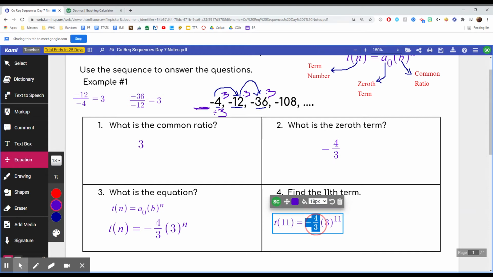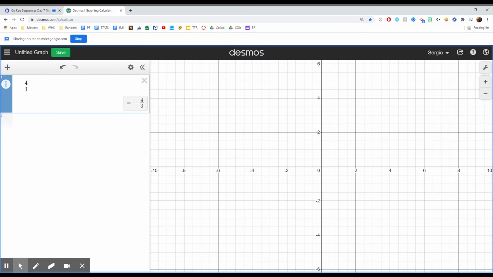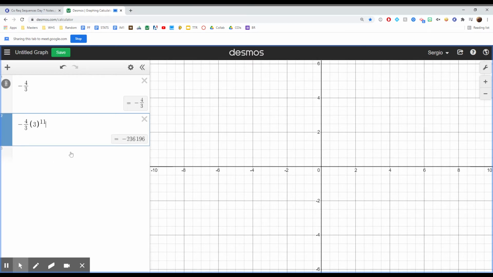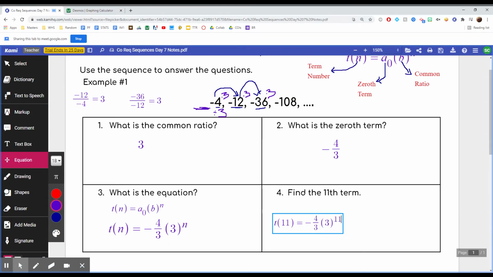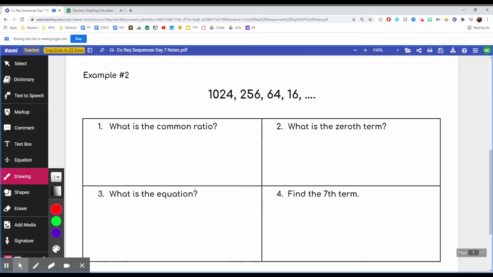So all I have to do is copy this section and put it into my Desmos. So I'm going to come over here to Desmos and paste it. And this gives me the 11th term, which is -236,196. So I'm going to go copy that, go to my document, and set that equal to my 0 term. Not my 0 term, sorry, my 11th term. -236,196.